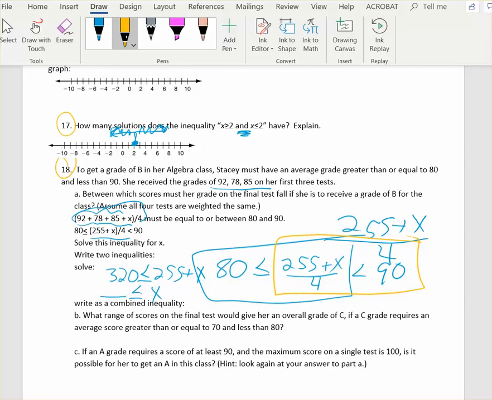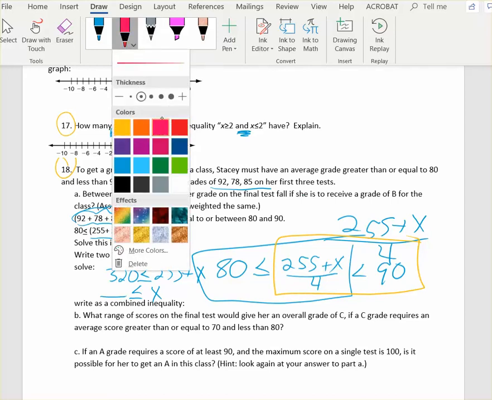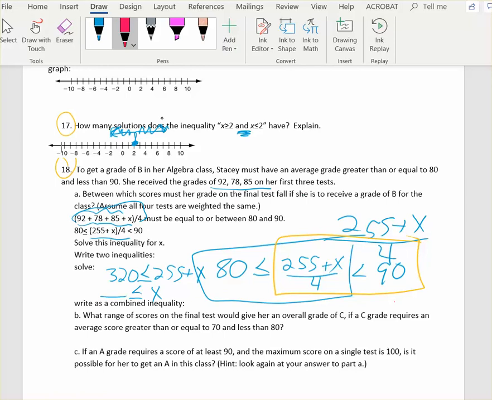And then to solve the other side, over here, it would be very similar. You would multiply both sides by 4 to begin, and that would leave me with 255 plus x is less than 4 times 90, which would be 360, and then I would subtract 255 from both sides and get x is less than whatever that value is. So when you're done, you'll be able to write this as a combined inequality of something is less than or equal to x is less than your answer from the other side. This one's just a less than because it says that it must be equal to or between 80 and 90.